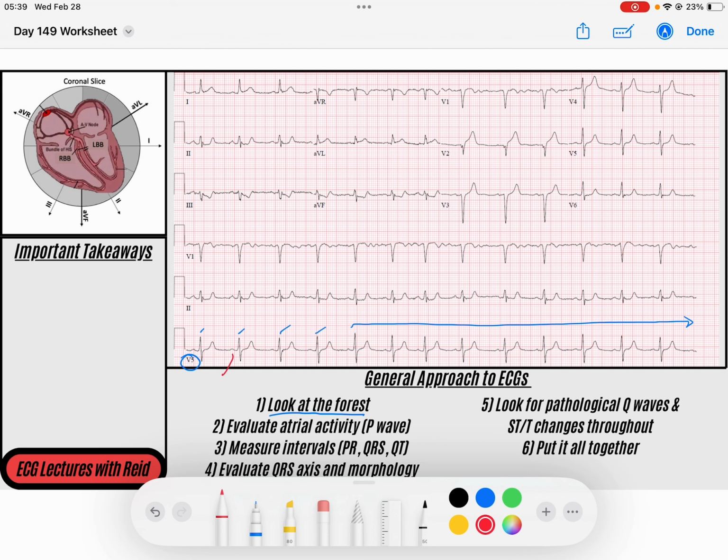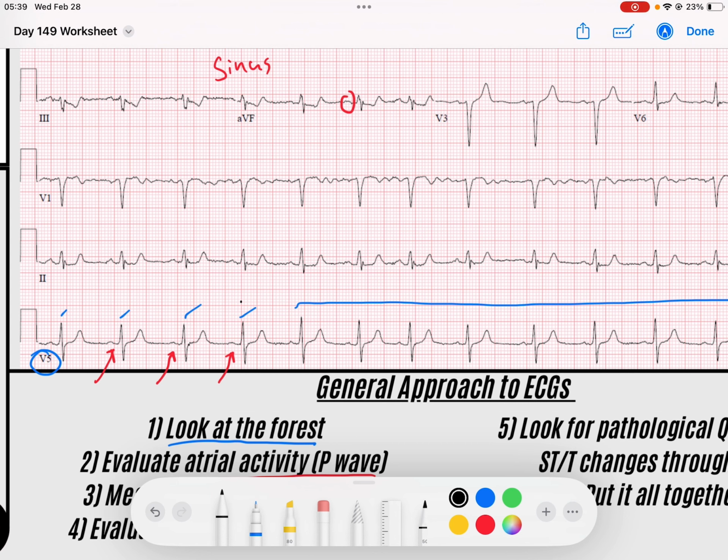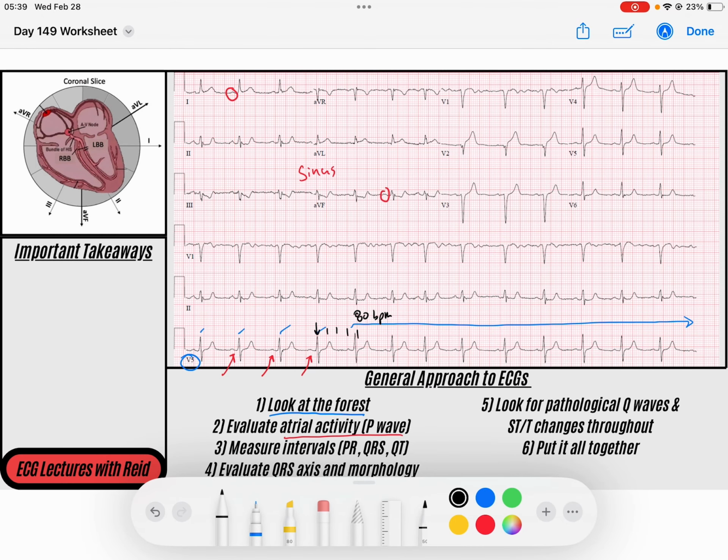I glance in front of my QRSs and I see that there seem to be P waves in front of those QRSs. So let's evaluate how the atria is acting right now. I see my P wave morphology is upright in lead 1 and upright in AVF, which tells me these P waves are coming from the sinus node, so that's good. The sinus node has a pretty predictable pattern, so if we calculate the rate, we find a QRS that lands on a solid line, and we count 300, 150, 100, that would be 75, so maybe 80 beats per minute. So we've got a sinus rhythm at around 80 beats per minute.